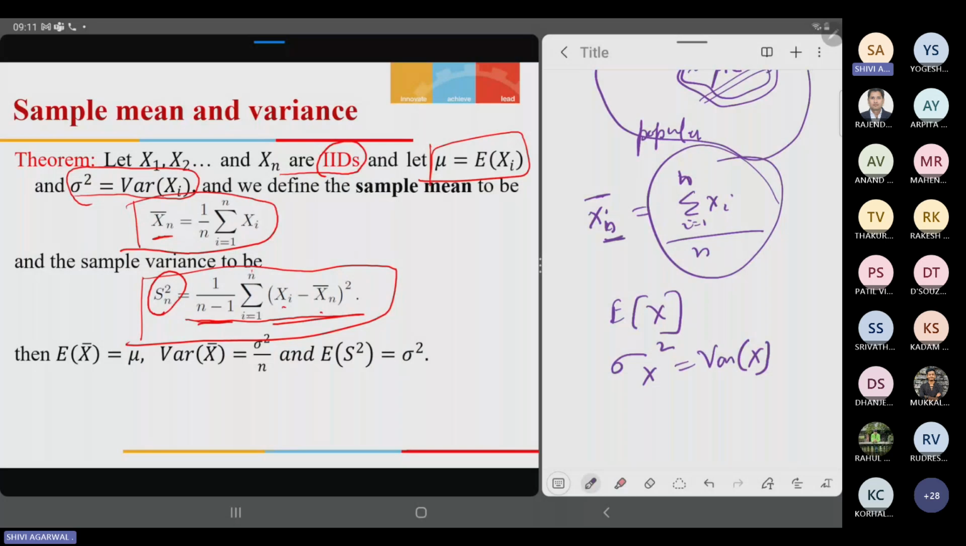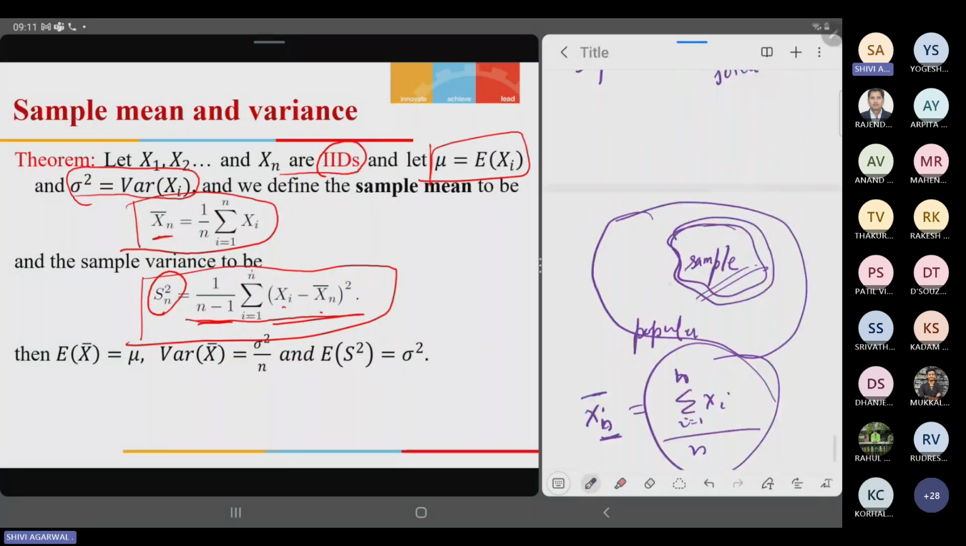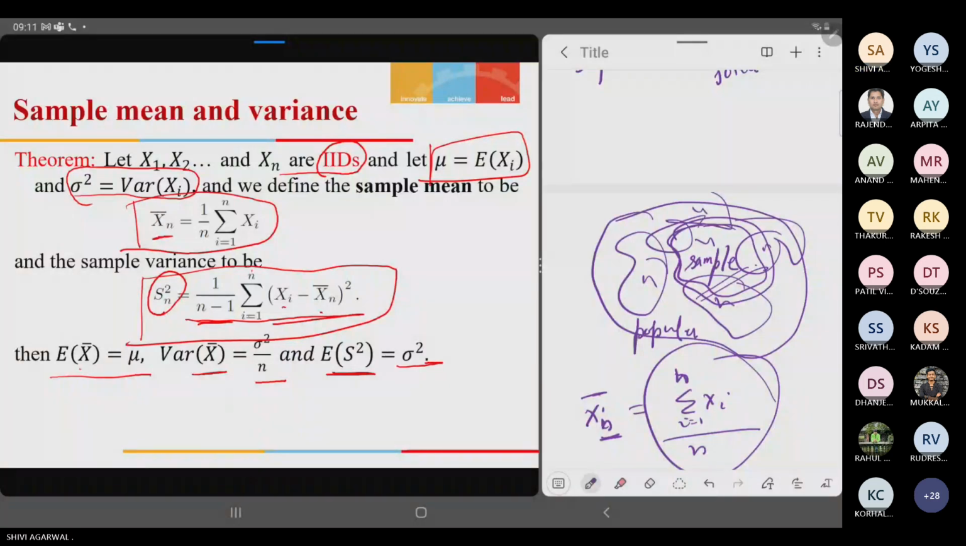Okay, now the second thing is, the sample is again a random variable. We are taking different samples of the same size n from the population, so that is also a random variable. So x bar is also a random variable, and its mean is mu, and the variance of x bar is sigma square by n. And the expected value of s square is equal to sigma square. Got it?